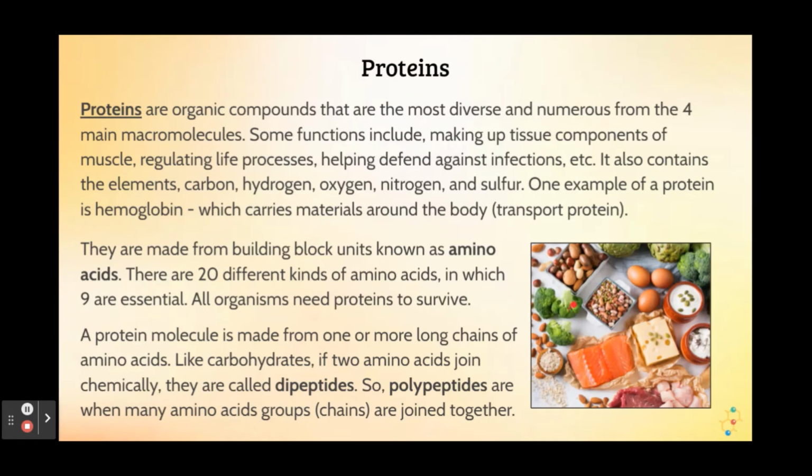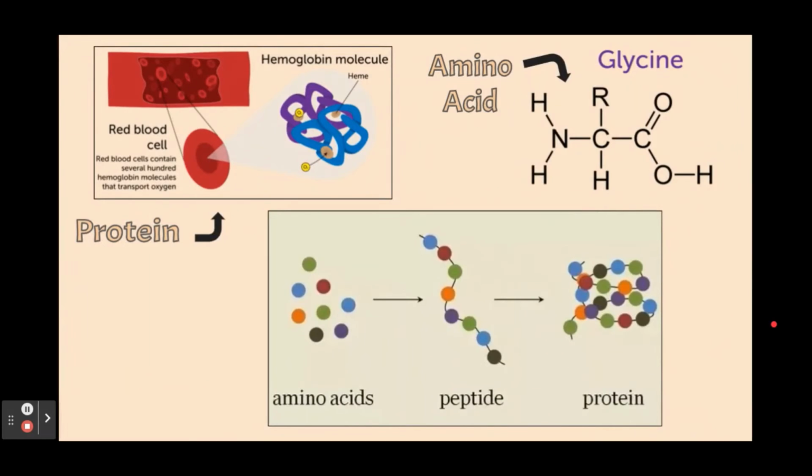So here's just a picture showing the different proteins we know of: nuts, beans, eggs. Broccoli isn't a protein, but it's still very healthy. Seafood, things like that. So here's a photo showing what we just talked about in the previous slide. An amino acid is the basic unit of a protein. Glycine is an example of one that's in our body. And a protein example is hemoglobin, which is a transport protein, and it's when many amino acids are joined together.